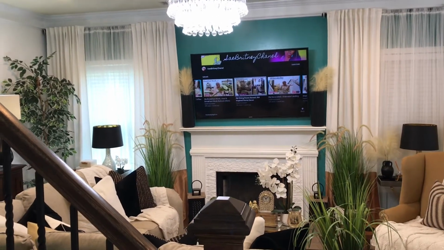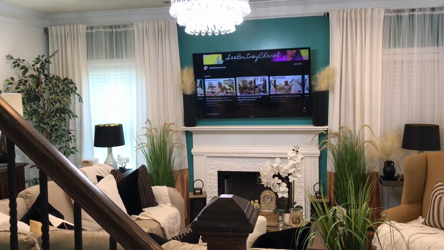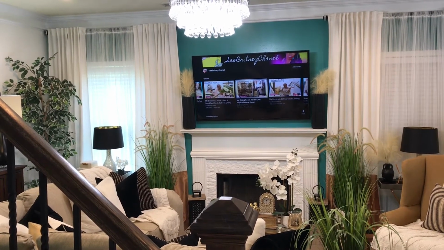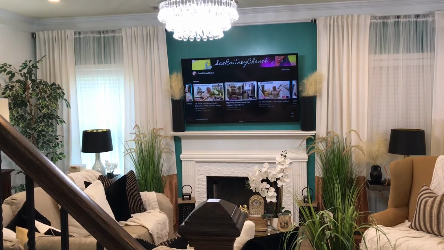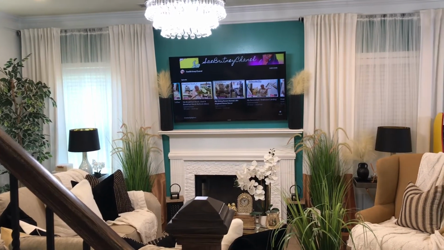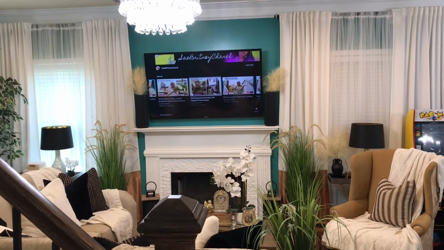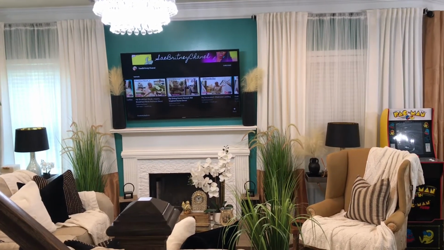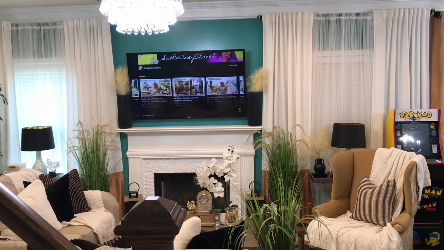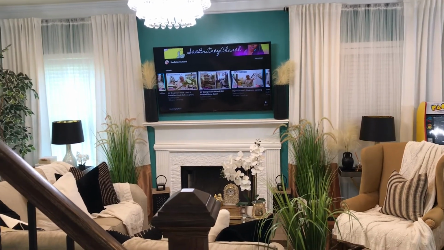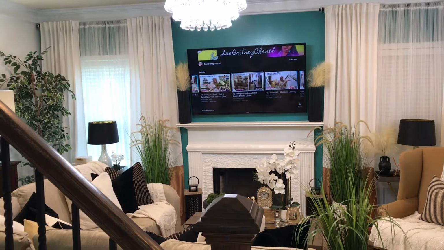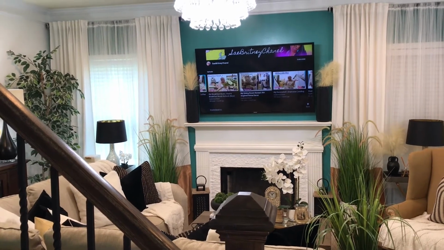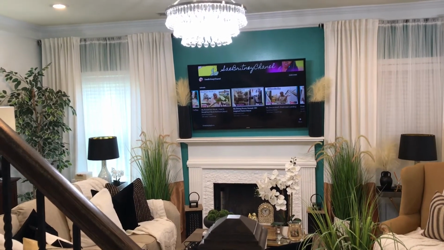Also, in creating and designing this focal wall, I use symmetry. You see, I have the same blinds, curtains. You also can see that I have the same plants to balance the sides of the fireplace out, because this is the main point that everybody is looking at. And also you can see on the sides of the TV, I have the same vase on both sides. So it's definitely balancing this wall.